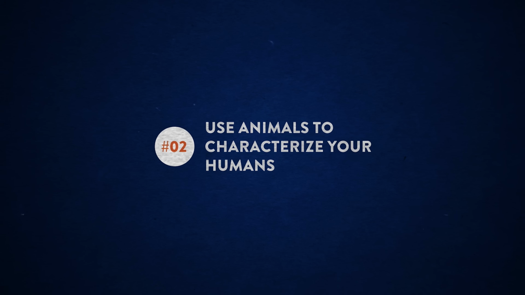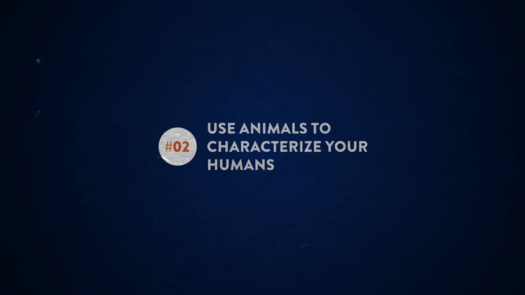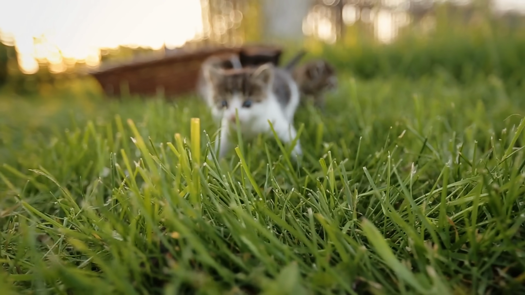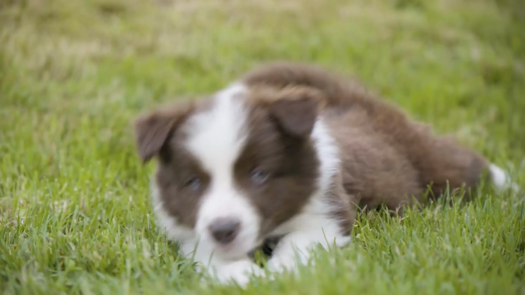The second thing we have to learn is use animals to characterize your humans. There's this old screenwriting advice that says, if you want to establish who your heroes and villains are, have your heroes save a cat and have your villains kick a puppy. They give that advice because how your characters treat animals reveals so much about who they are as a person.